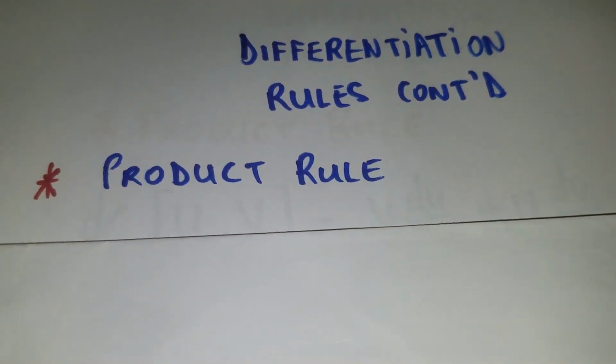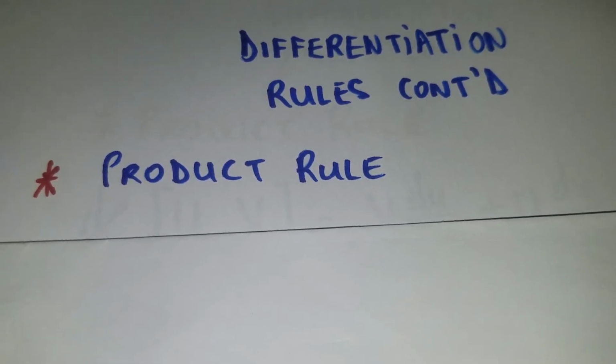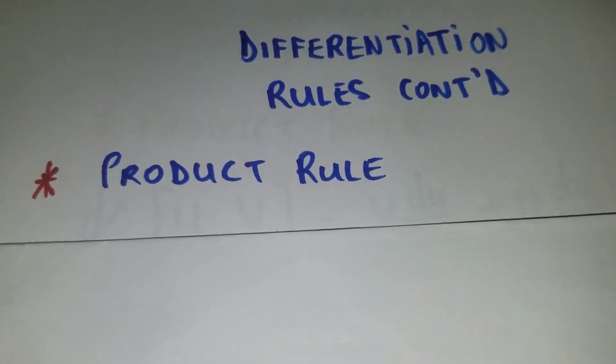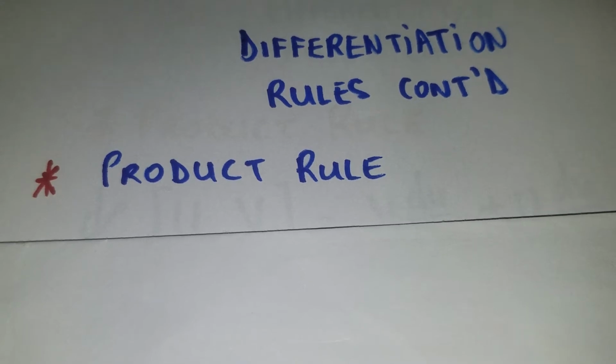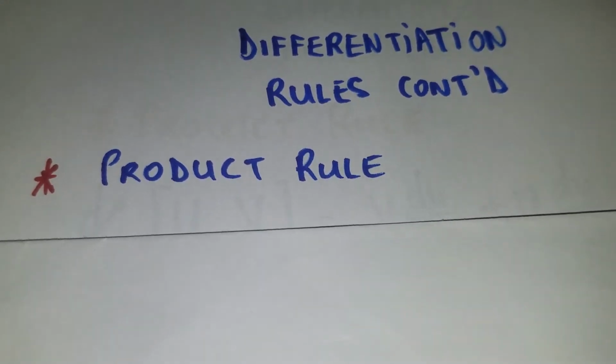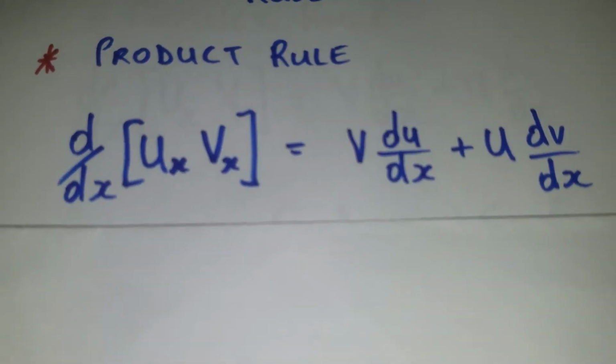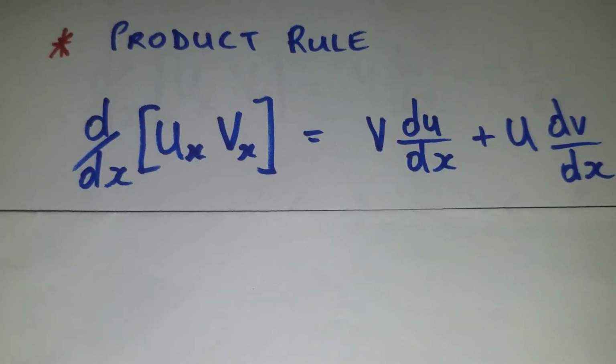In today's video, we'll be following up on our differentiation rules, and in this video we'll be looking at a special rule known as the product rule. Now, in the last video we looked at the exponent, the ln, the sine, and the cosine rules. Now, the product rule is a bit different. As the name suggests, product implies multiplication.